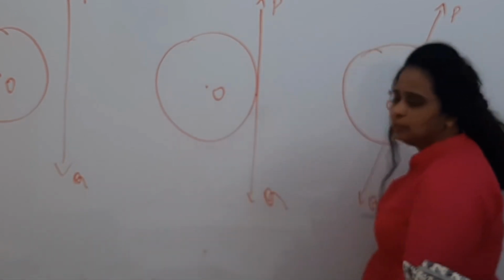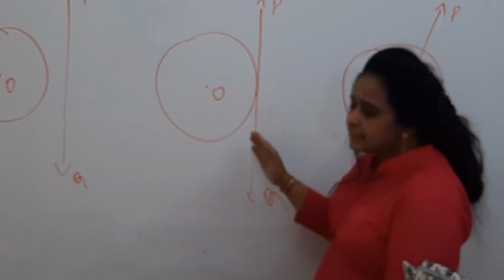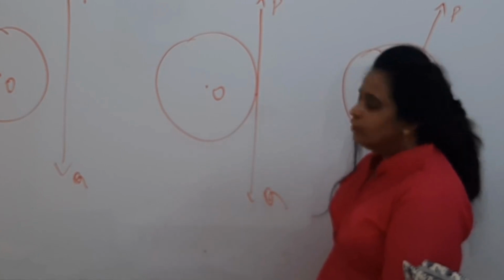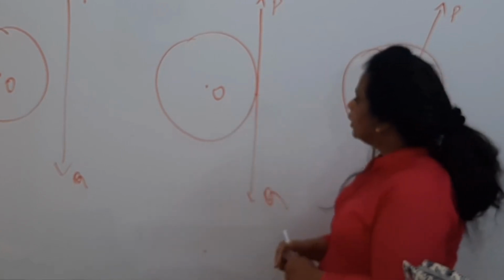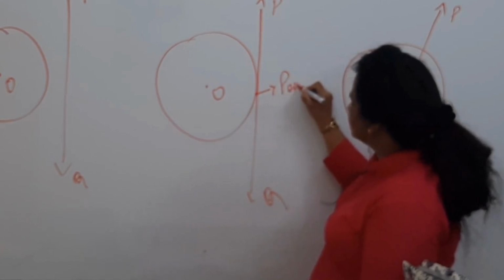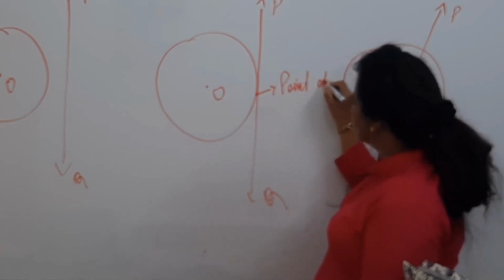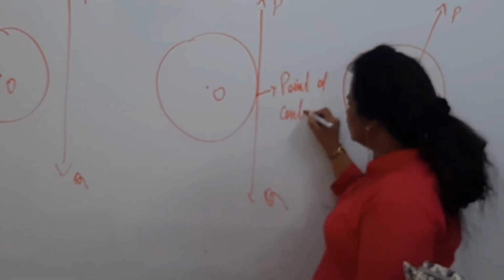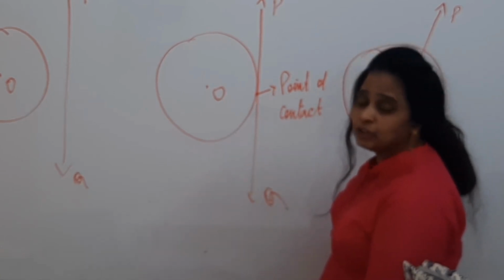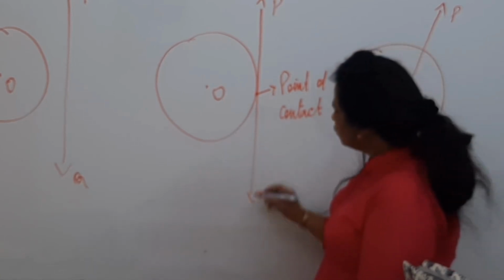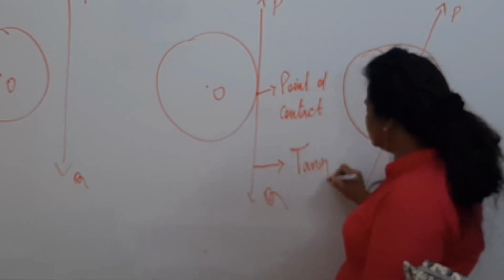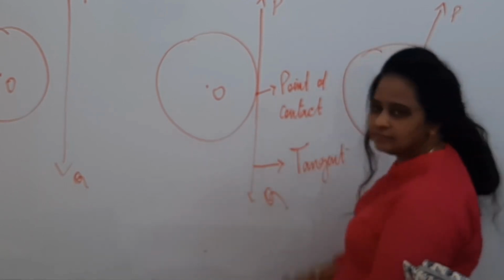In the second possibility, the line intersects the circle at one point. So this point we call the point of contact. Why? Because through this point the line and the circle come into contact. What do we call this line? This line is called a tangent to a circle.